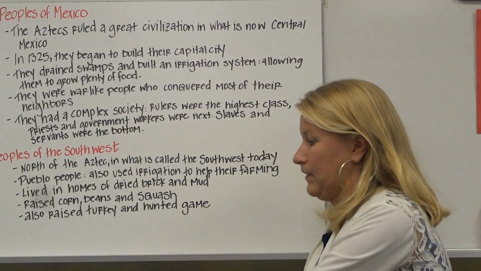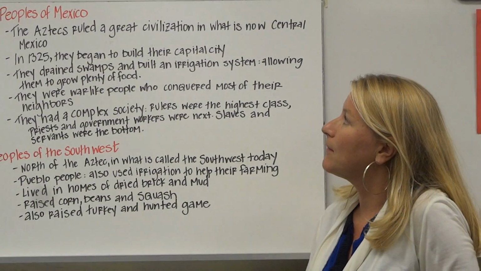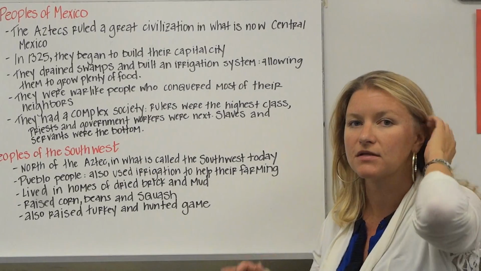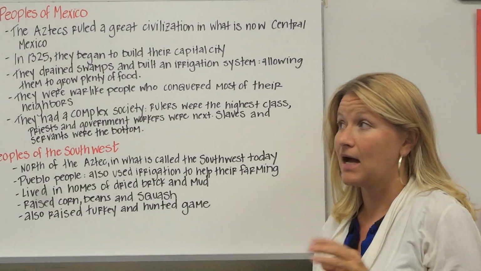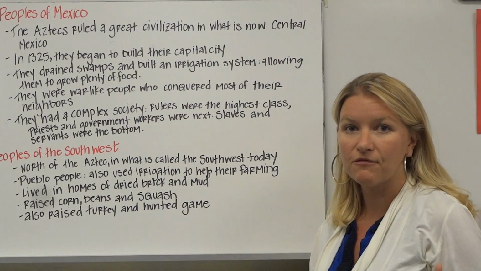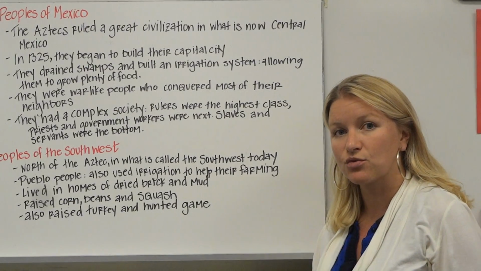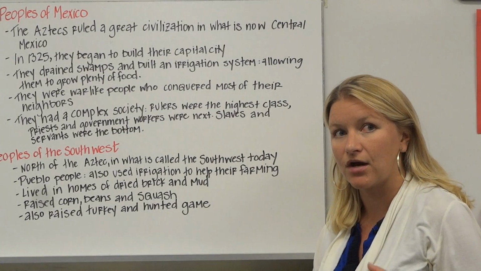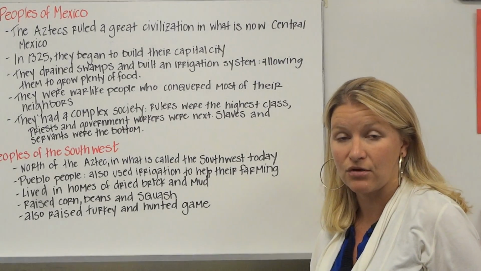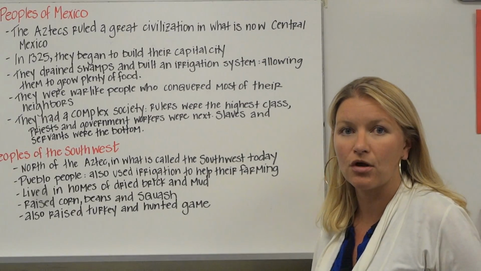So next up is the people of Mexico. That was the Aztecs, and the Aztecs had one of the most powerful civilizations during the time. They had a huge capital city, and they had some very, very advanced ways of going about doing things. They drained the swamps that were nearest to their settlements in order to provide irrigation or to get water to their agriculture. That allowed them to grow plenty of food.